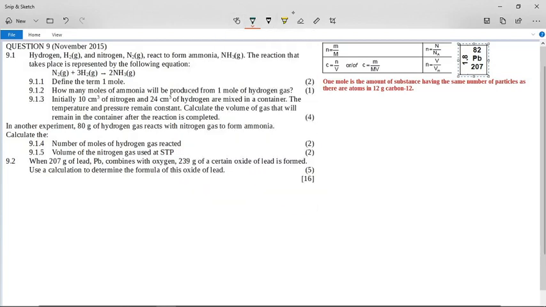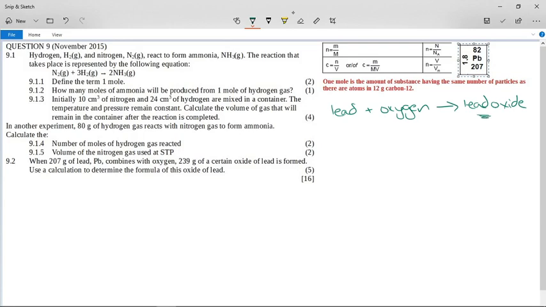And it says to you, when 207 grams of lead combines with oxygen, 239 grams of a certain oxide of lead is formed. Now lead can have a varying valency, so it can be Pb3O4, PbO2, you don't know. So it says to you, use a calculation to determine the formula of this oxide of lead. So they want you to figure out the empirical formula or the chemical formula for this lead oxide on this side over here.